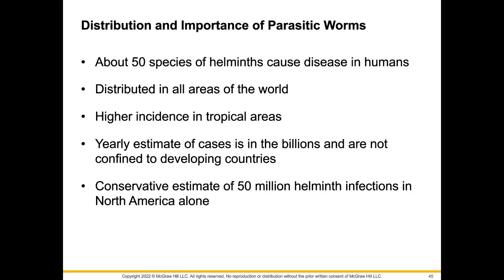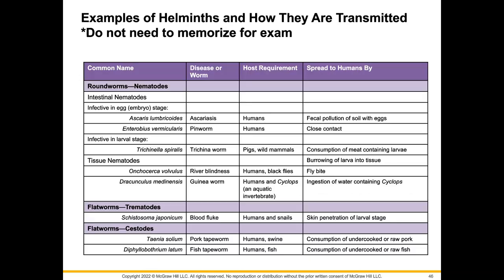We see higher incidence of them in tropical areas. And the yearly estimate of cases is in the billions. And they're definitely not confined to developing countries like many infectious diseases are. And it's estimated that 50 million helminth infections are in North America alone, and that's a conservative estimate.